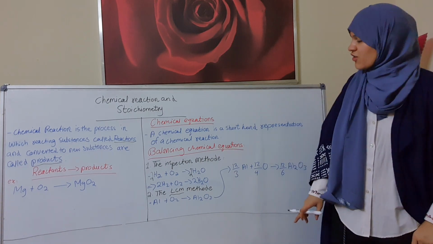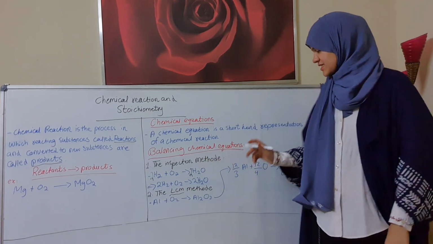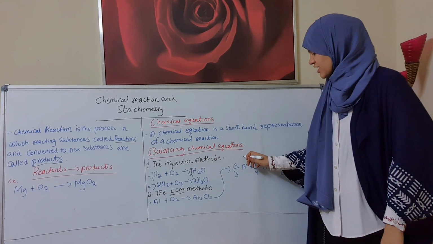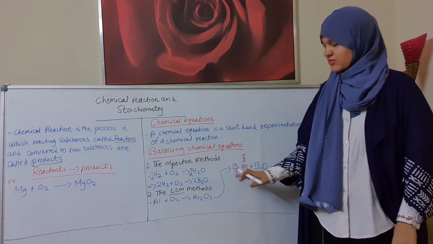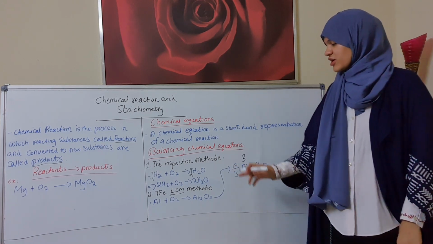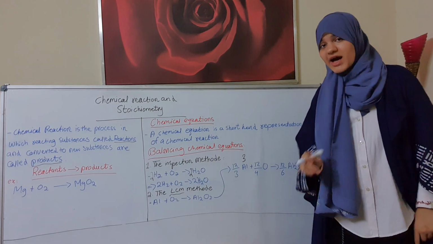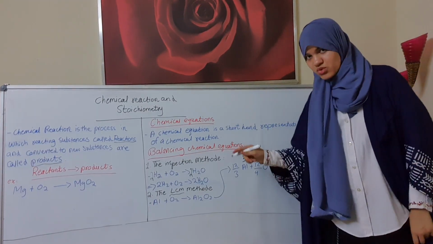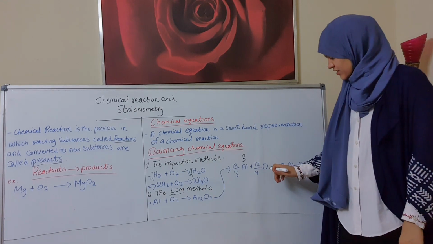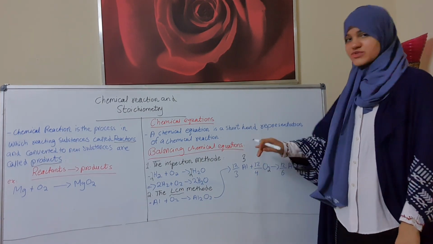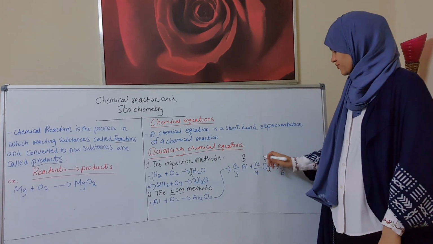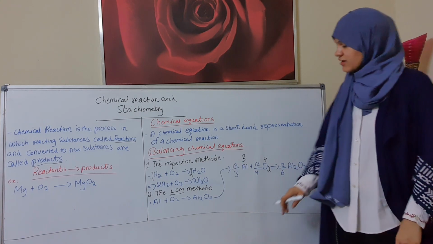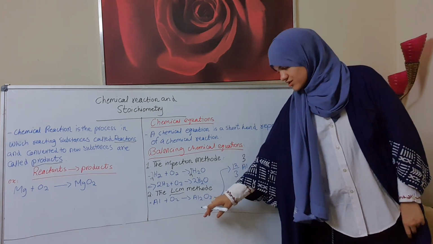The valence number of aluminium is 3, so we will put 3 above aluminium. Then for oxygen, the valence number is 2, and we have 2 here already. 2 times 2 gives us 4. Here, in Al2 and O3.